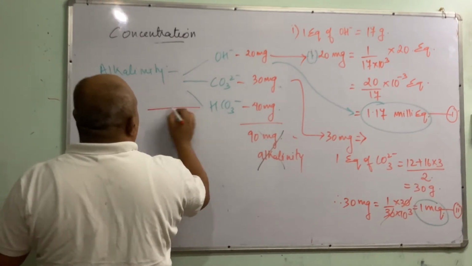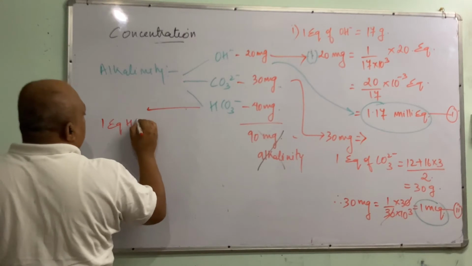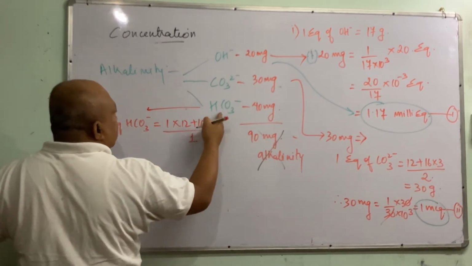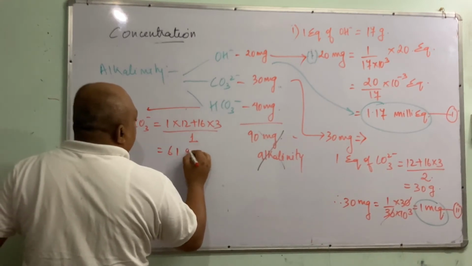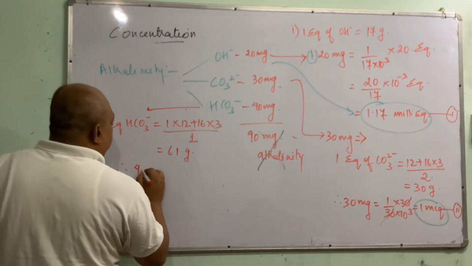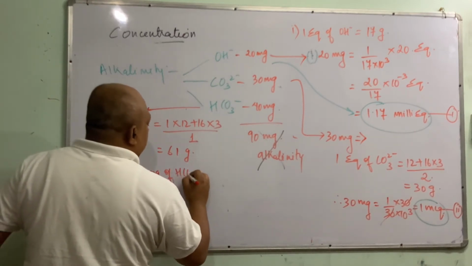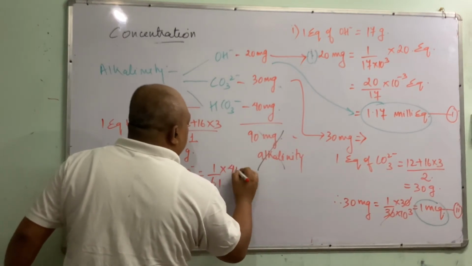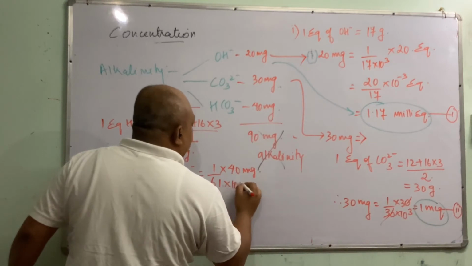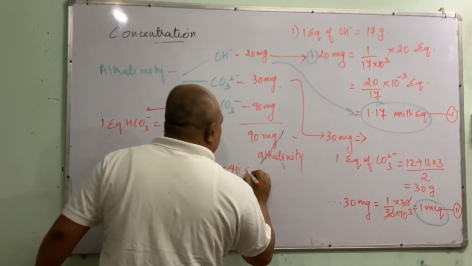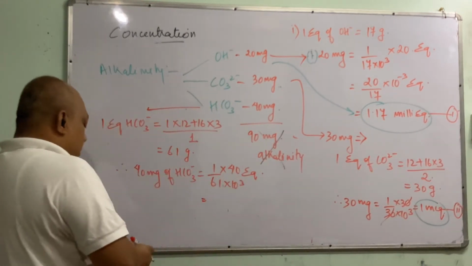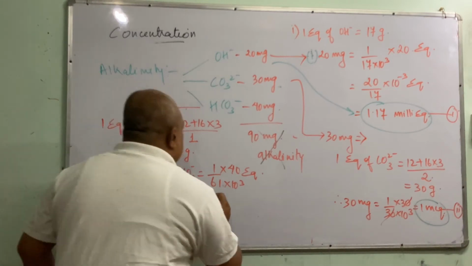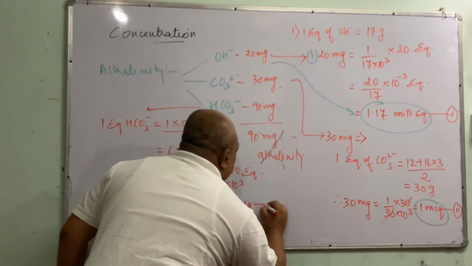Number 3 is 1 equivalent of HCO3 minus, which is equal to 1 into 12 plus 16 into 3, divided by 1, because valency is 1. So therefore this is 61 grams. Therefore, 40 milligram of HCO3 minus is equal to 1 by 61 into 40, milligram, into 10 to the power 3. So this is 40 by 61, which is 0.66 milli equivalent.